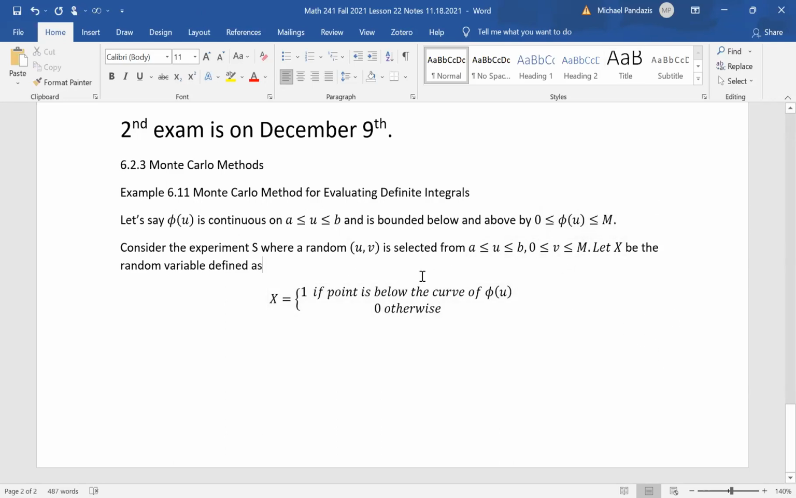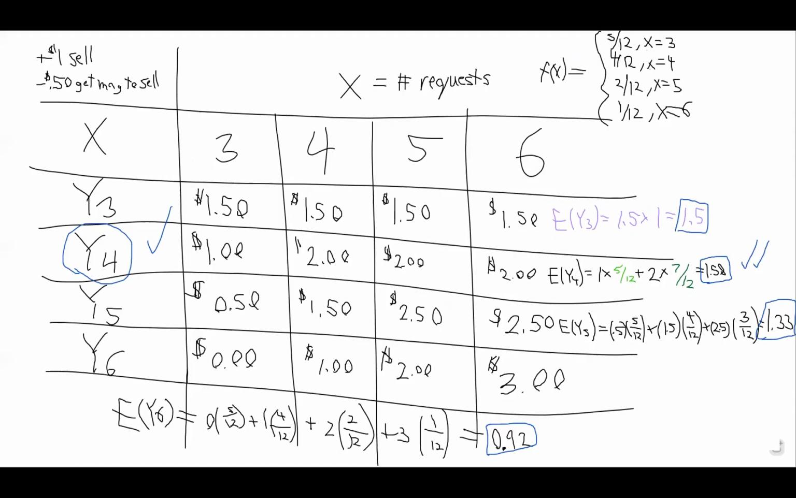So you choose a random point there. X is a random variable defined as: for each point in the rectangle, X at that point is 1 if it's below the curve of phi of u, and 0 otherwise. Your experiment is just randomly selecting points in this rectangle. If it's below the curve, you get a value of 1, and if it's not, it registers a value of 0.